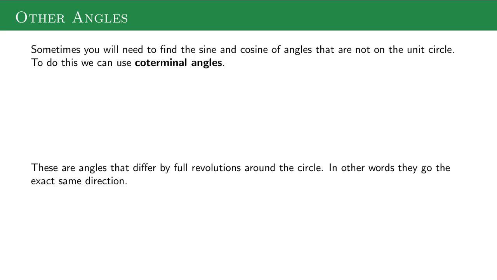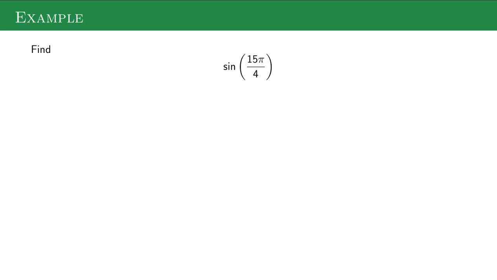All right, so the thing that's important to remember with coterminal angles is they differ by a full revolution around the circle. So if I start here and go a full revolution around the circle, I end up back in the same place. As long as you're doing full revolutions around the circle, then you're finding coterminal angles.